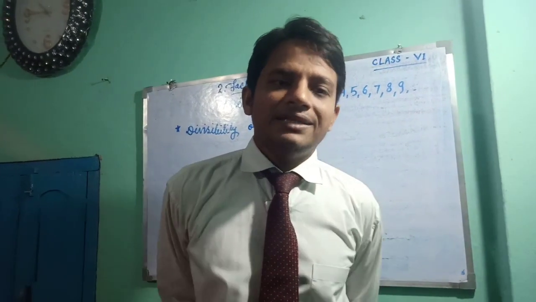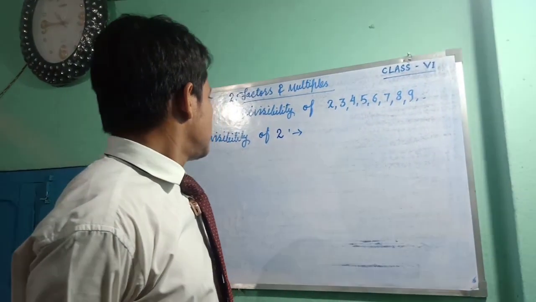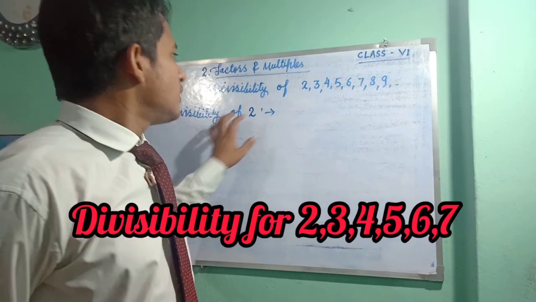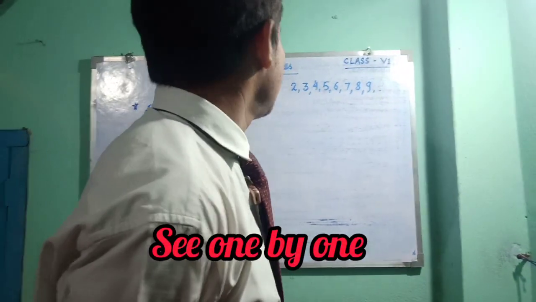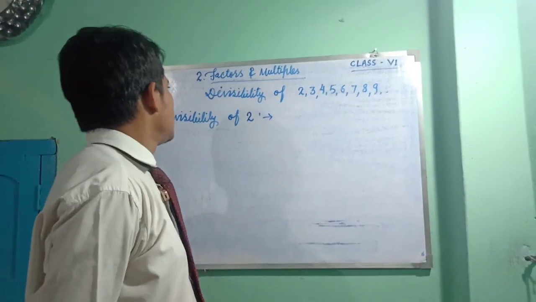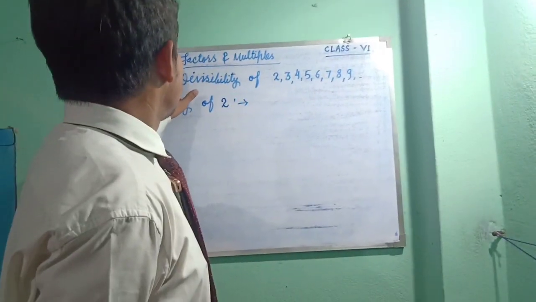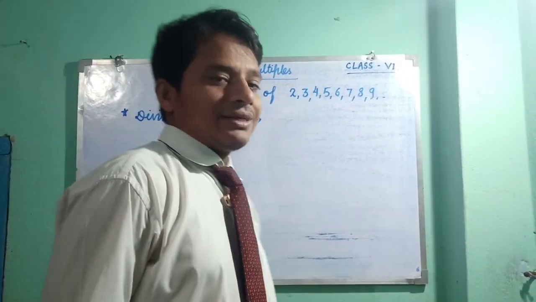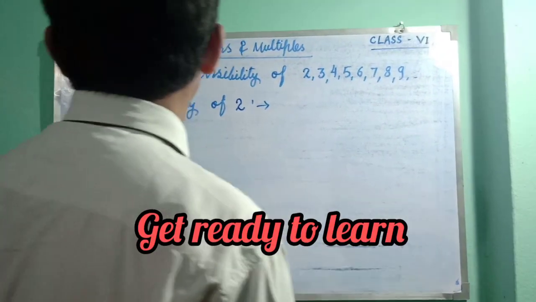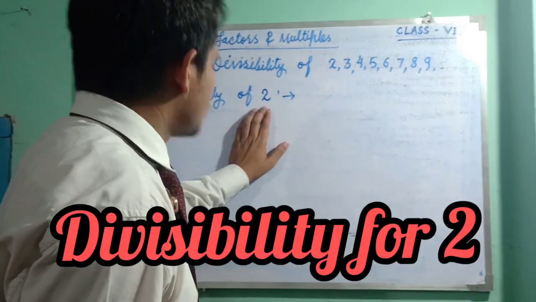Today we are going to discuss divisibility of 2, 3, 4, 5, 6, 7, 8, 9 and so forth, of chapter number 2, factors and multiples. Okay, now please get ready. Let's get started. First, divisibility of 2.